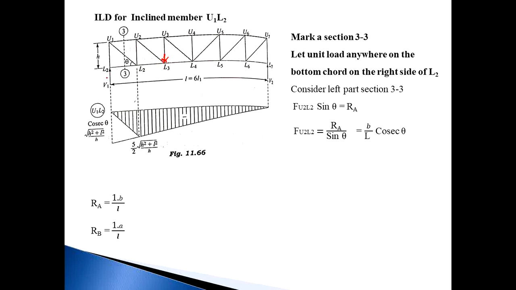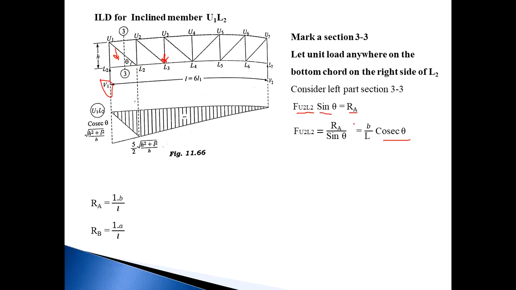On the left part there is only the reaction and the y component of this U2 L2, and the y component of this U2 L2 is F U2 L2 into sin theta, equal to RA. Now RA is going in the upward direction, so the balancing force should be in the downward direction. So F U2 L2 is equal to RA divided by sin theta, and we know the value of RA is nothing but b by L, and 1 upon sin theta is nothing but cosec theta.